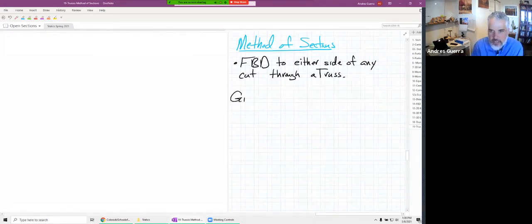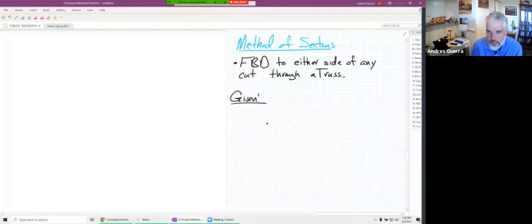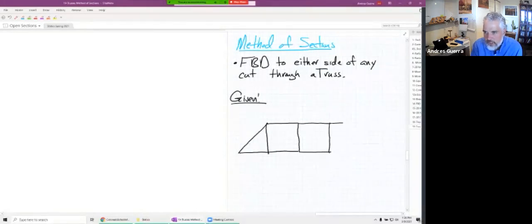So let's look at the same example we've been working on here. We're going to draw our yardstick truss one more time. Well, maybe a few more times. We're going to need some FBDs from the yardstick truss. So here's our yardstick truss here. We're going to use the same loading case. Everything is exactly the same.